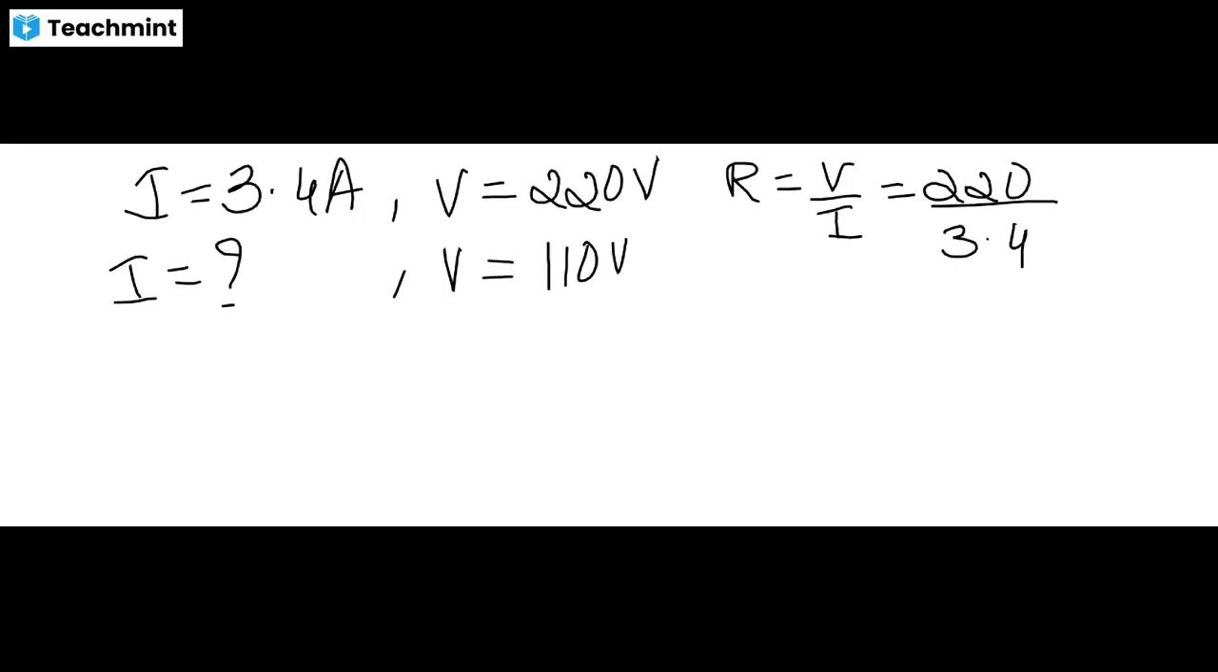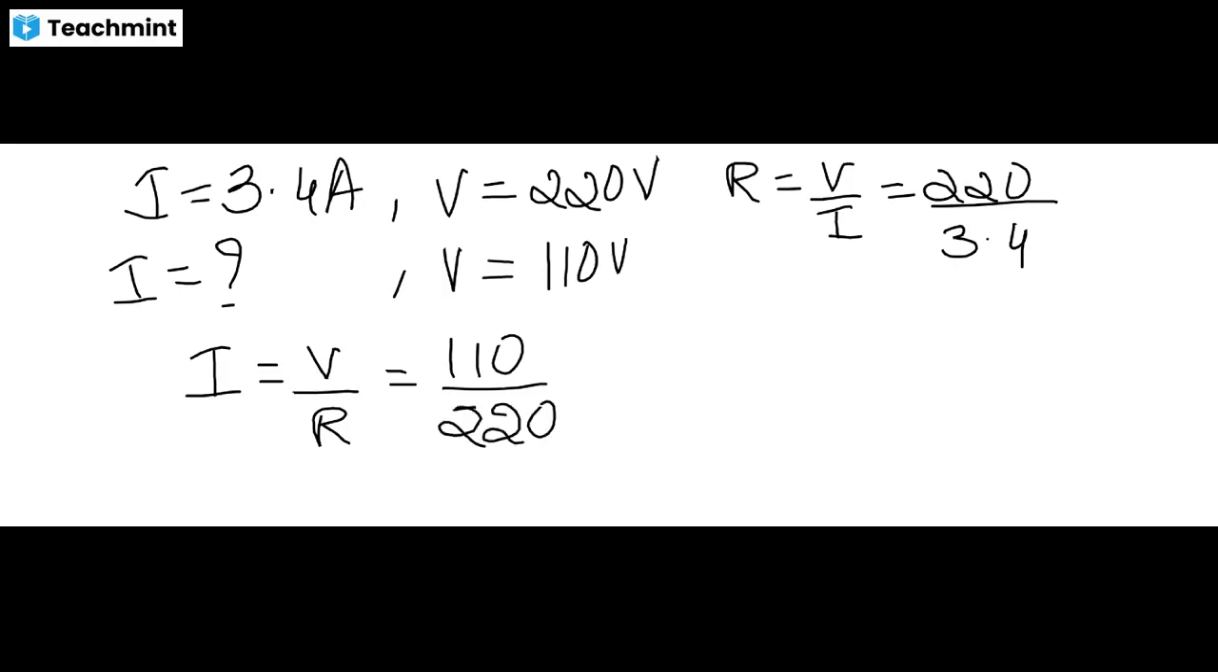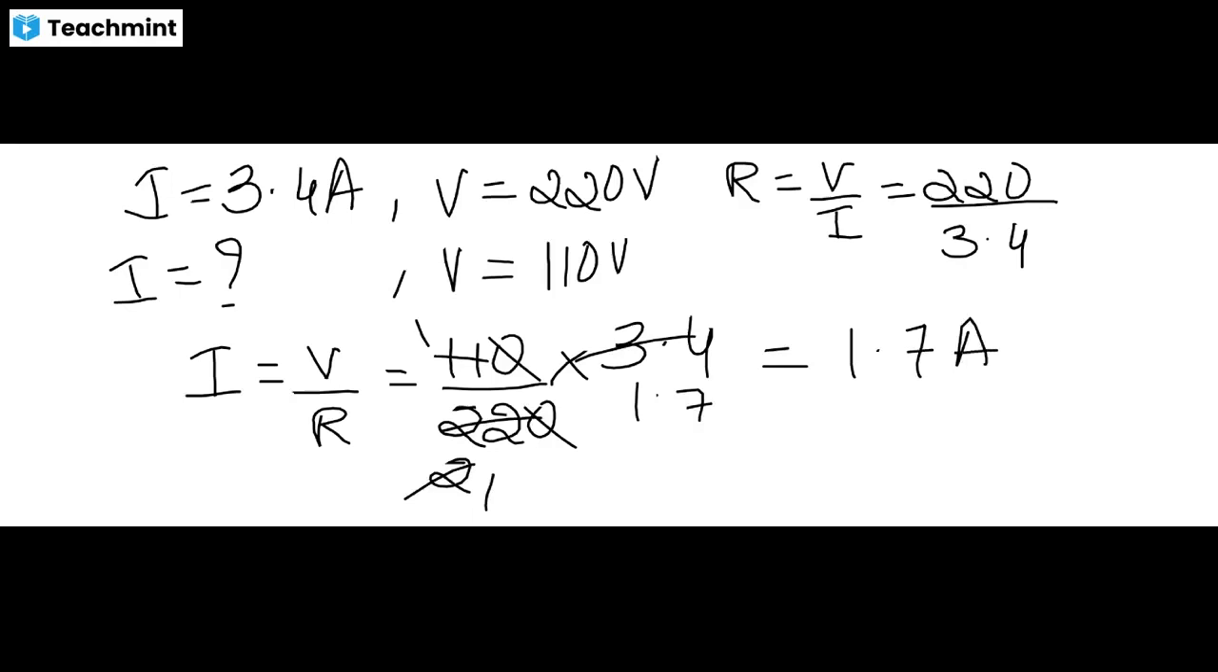Then you can calculate I. I is equal to V by R. So V is 110. R will be the reciprocal of this, so the reciprocal means you will be getting 220 into 3.4. If you do the calculation, are you getting 1.7 ampere current?